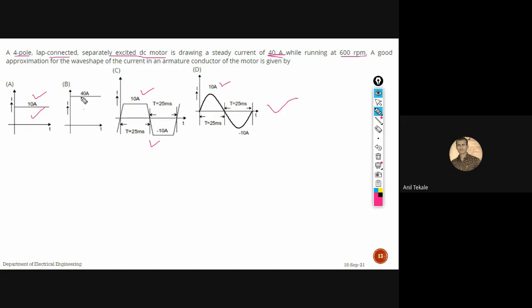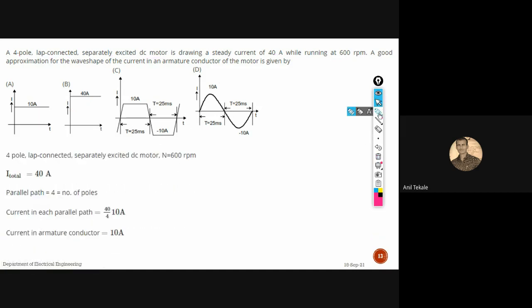But here again is 4T. Whatever the current is given, that is taken here. So that is a very tricky example, and we have to go for that kind of example. First of all, we know the total current, how much is given? It is given as 40 ampere. As we know, how many poles are given? P is equal to 4.